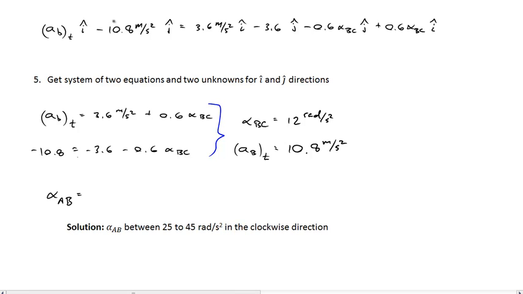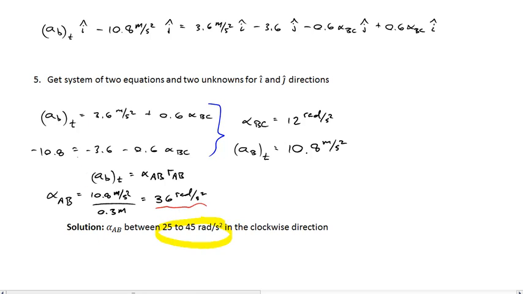Finally, you can solve for alpha AB because you know this relationship. The acceleration in the tangential direction is equal to the angular acceleration times the length. Solving for alpha AB, we get 10.8 meters per second squared divided by 0.3 meters, which is a value of 36 radians per second squared, which is in the range. The hint I was going to give you in class was that it was somewhere between 25 and 45 radians per second squared, so we're within range. And it is in the clockwise direction. I've omitted the signs on this.